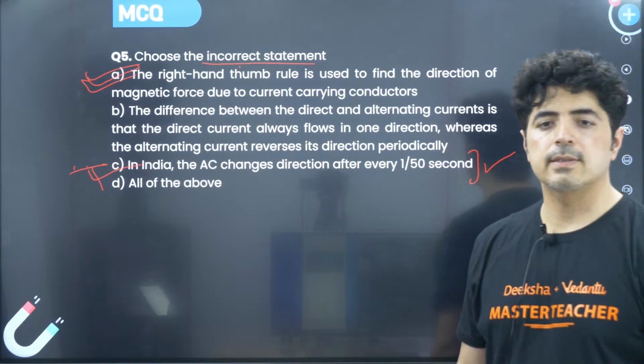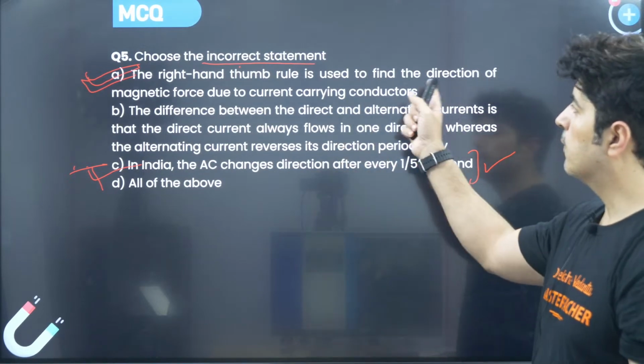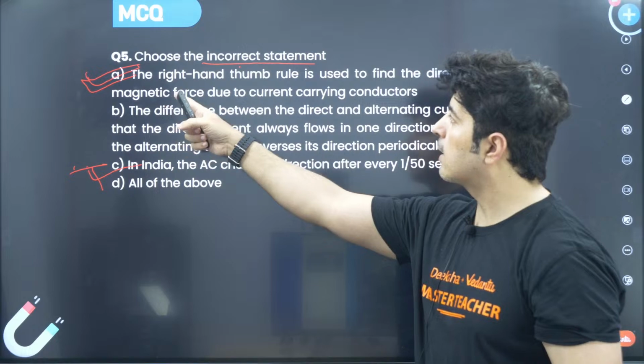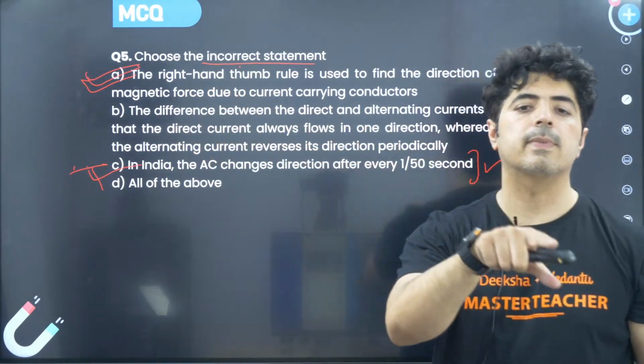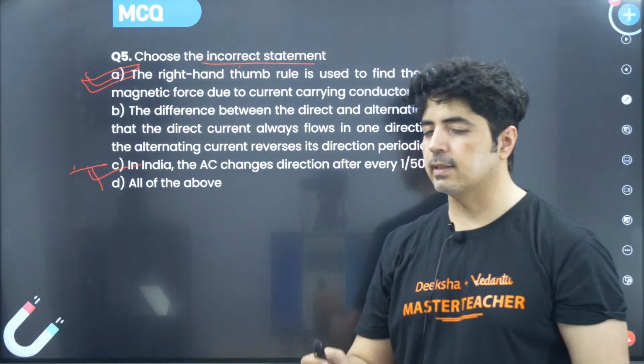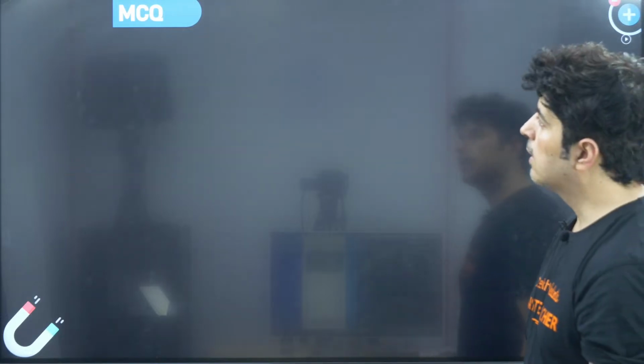Okay, because it gives us, if you can read that, it's asking about right hand thumb rule gives us magnetic force. No, it gives us magnetic field. So that's the incorrect statement. Now next one. Let's see the next one.